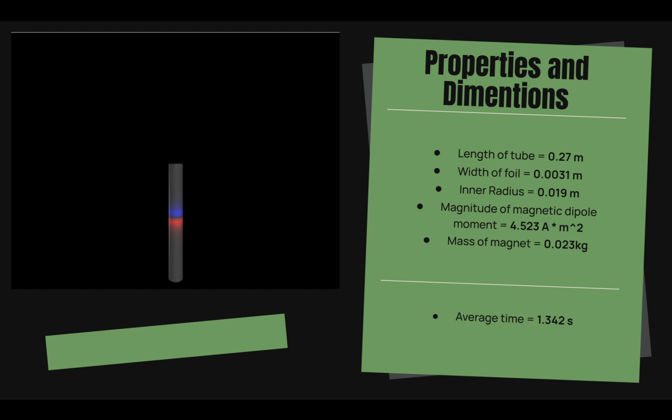Properties and dimensions. The length of the tube of aluminum foil is 0.27 meters. The width of the foil is 0.0031 meters. The inner radius is 0.019 meters. The magnitude of magnetic dipole moment is 4.523 amps times meter squared, and the mass of the magnet is 0.023 kilograms. The average time it takes for the magnet to reach the ground after going through the aluminum foil, which we measured many times, was 1.342 seconds.